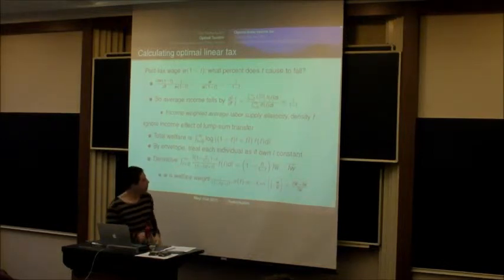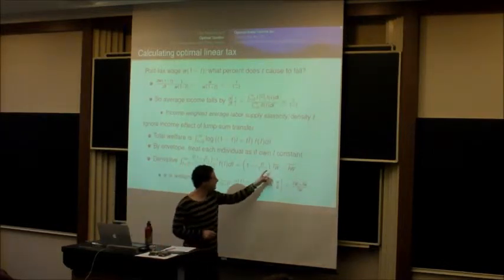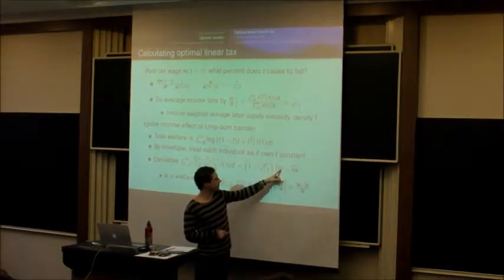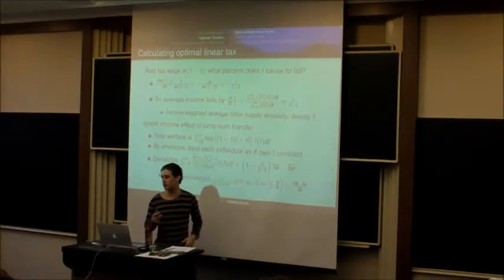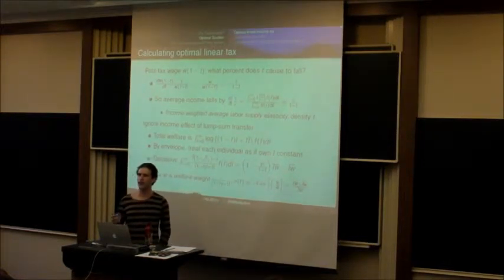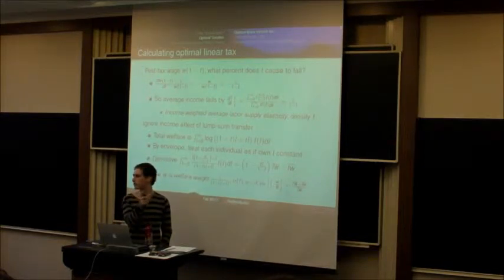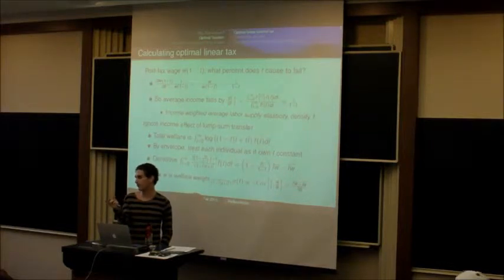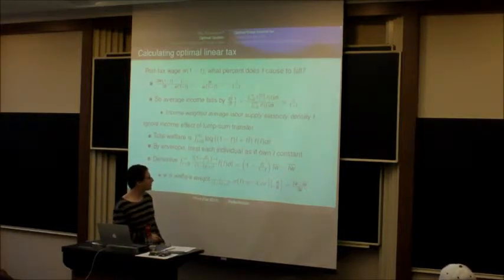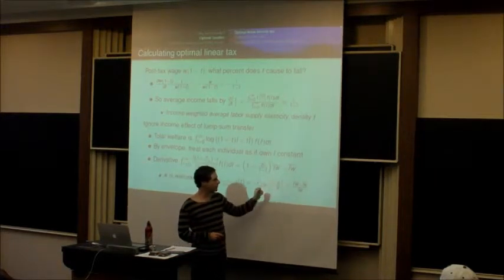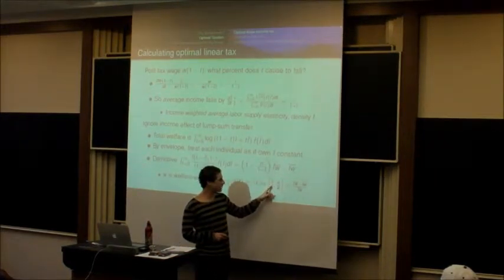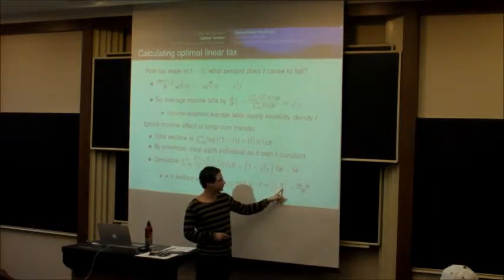One thing to notice is we've got this income bar times welfare weight bar minus the bar of the two of them. You'll probably remember from your statistics class that the difference between the expectation of the product and the product of the expectations is the covariance. And so we can write this term sigma as a normalized covariance between income and your welfare weight, normalized by the average income and the average welfare weight.